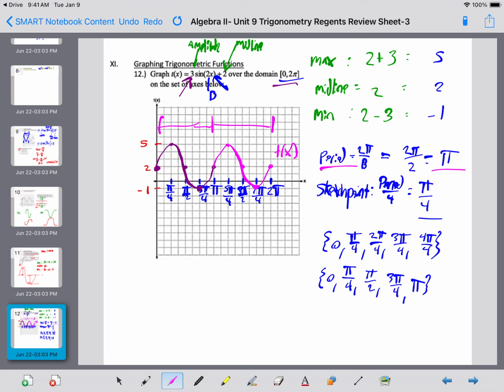But that's what frequency means. It's how many times did it occur. How frequent did this cycle occur? And it occurred 2 out of the normal 2 pi.